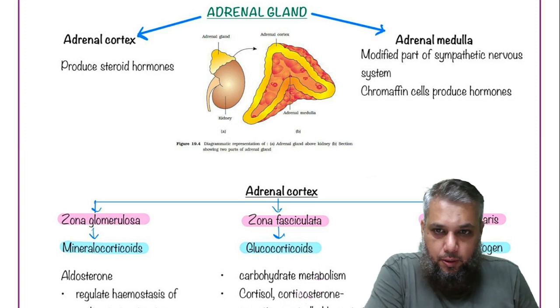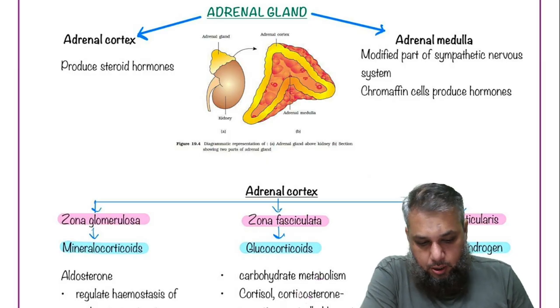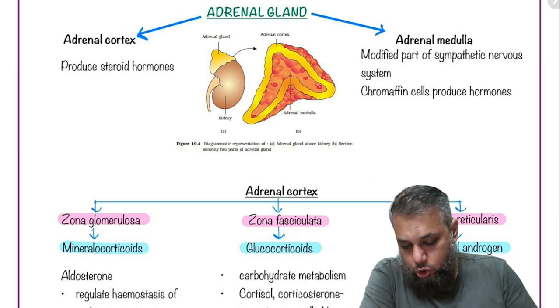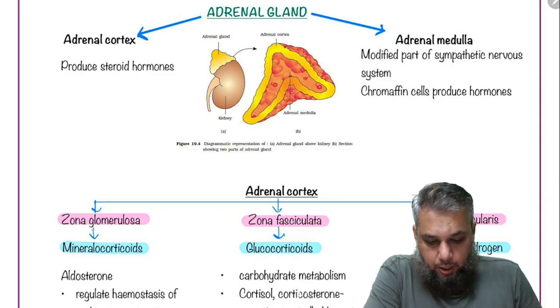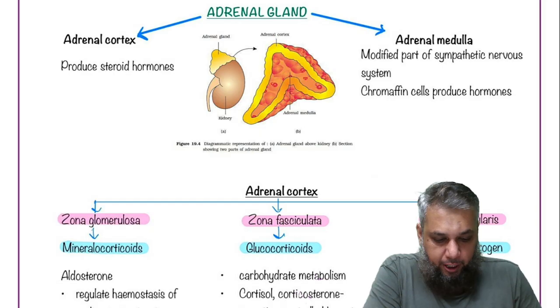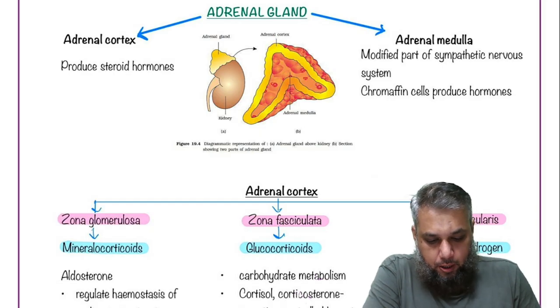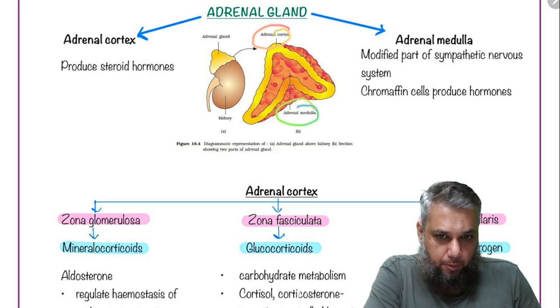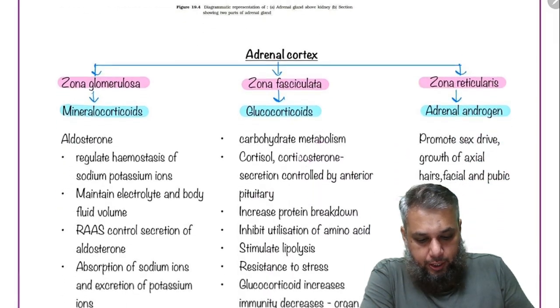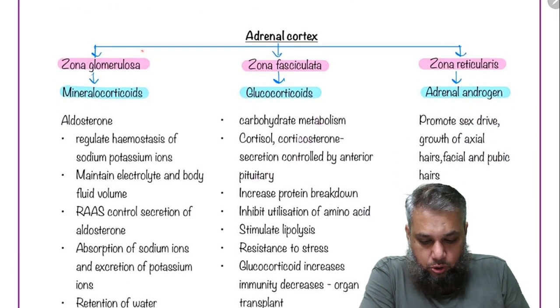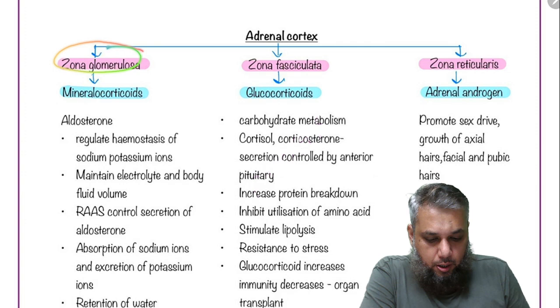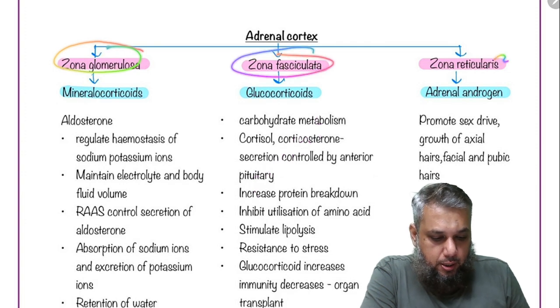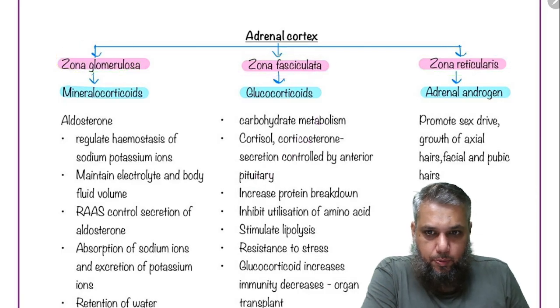So the next gland for study is the adrenal gland. The adrenal gland, which is also called the suprarenal gland, is present on the top of your kidneys. The adrenal gland is made up of two parts: the outer part called the adrenal cortex, and the inner part called the adrenal medulla. The adrenal cortex consists of the outer zona glomerulosa, the middle zona fasciculata, and the innermost zona reticularis.